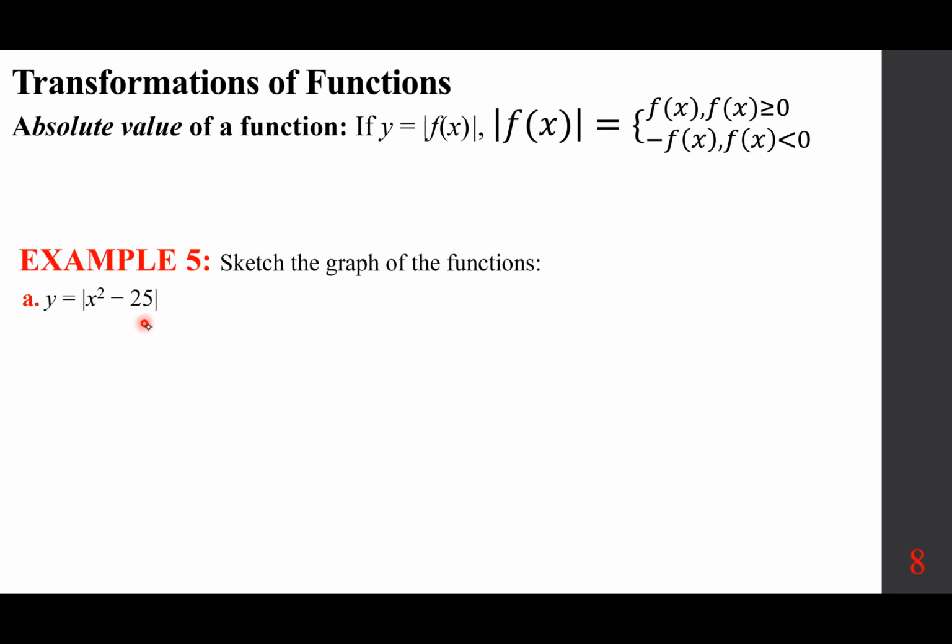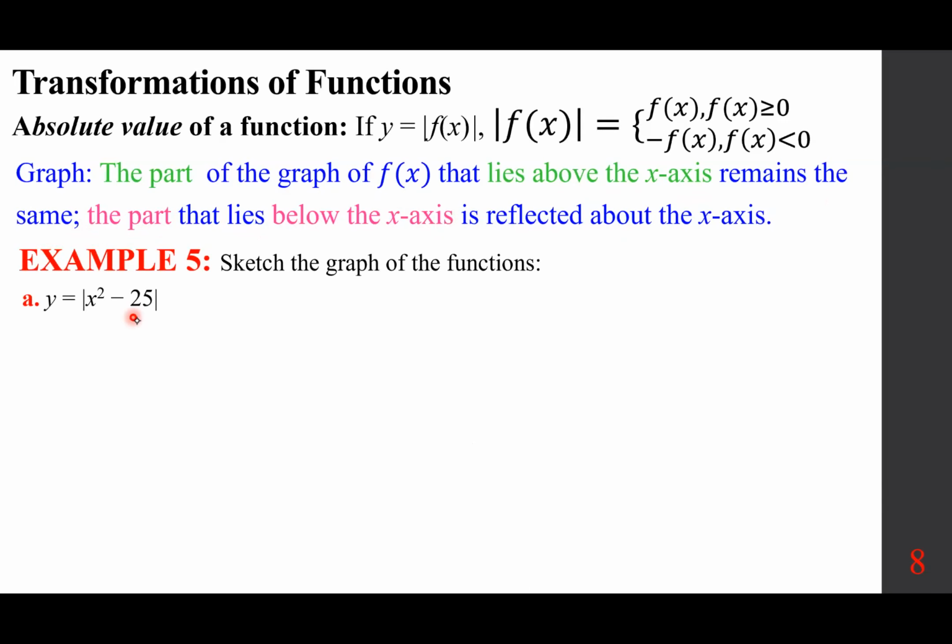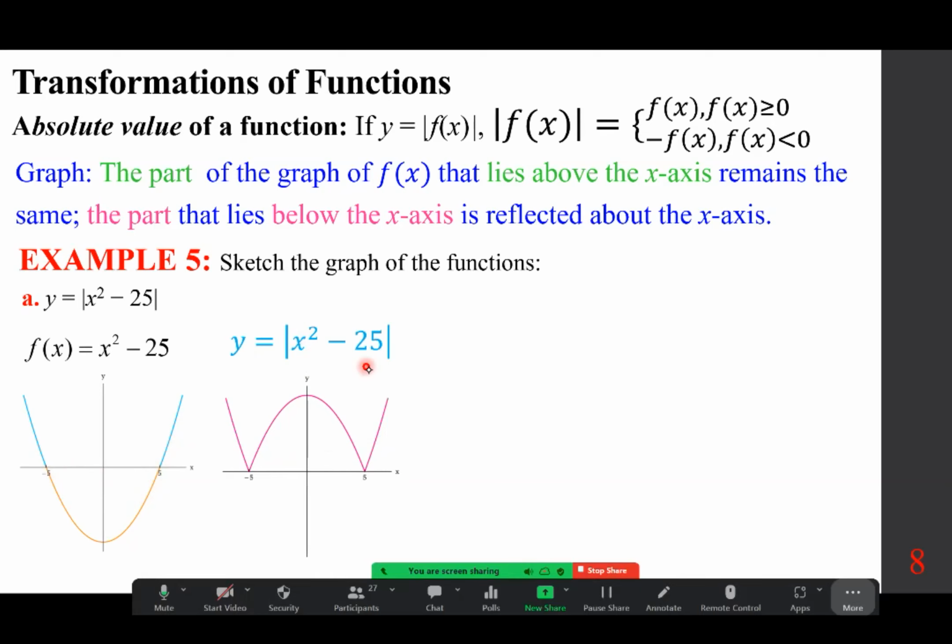So if I want to graph this, first I'm going to graph f of x equals x squared minus 25. And I hope everybody remembers, this is x squared, and then you go down by 25 units. Now, if you look at the blue part, it's above the x-axis, and according to this, it doesn't change. But the yellow part is below the x-axis, so you flip it over. Now, the graph becomes this. This is the graph of what we want, y equals absolute value of x squared minus 25.